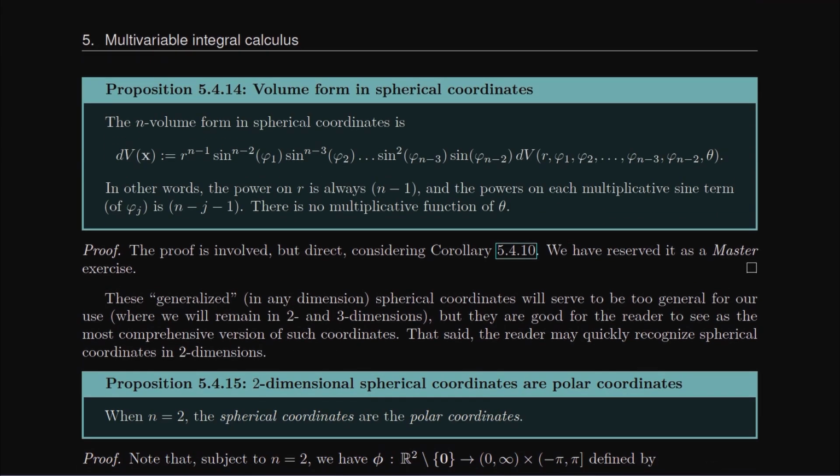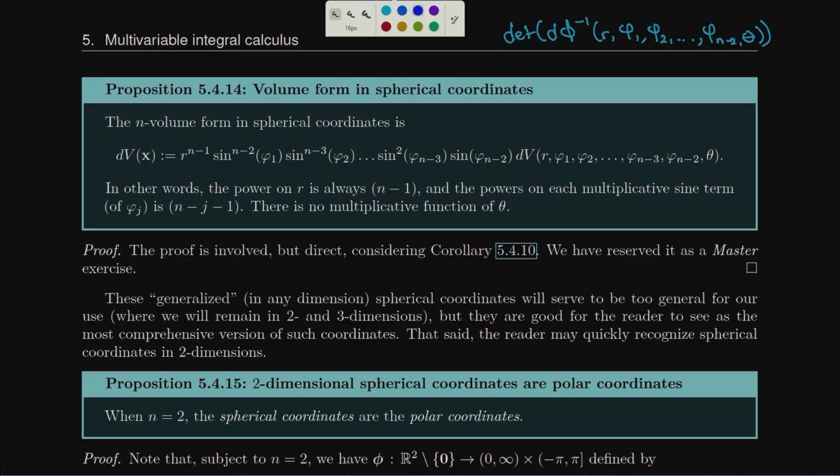There's a volume form associated to these spherical coordinates, right? Let's take the determinant of the derivative of your inverse transform. This would be of r of phi1, of phi2, of phi n minus 2, and of theta. It's always the determinant of the derivative of the inverse transform that gives you the multiplicative term in the volume form. And since we know what the inverse is, we were just looking at the inverse. If you go through the work, I've saved it as one of these master exercises. If you go through the work of computing that determinant of that derivative, you end up with r to the n minus 1. Remember, n is the number of dimensions we're in.